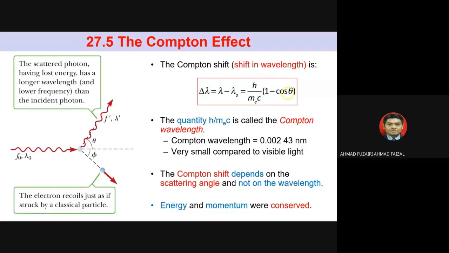So the quantity h over m_e c is called the Compton wavelength. This is h, the Planck constant, divided by m_e times c, the Compton wavelength, and the Compton wavelength is given by this value, 0.00243 nanometer. So the Compton wavelength is very small relative to the wavelength of visible light, so the shift in wavelength will be difficult to detect if visible light were used. Okay, the Compton shift depends on the scattering angle and not the wavelength. So in this case, we can see that energy and momentum will be conserved.